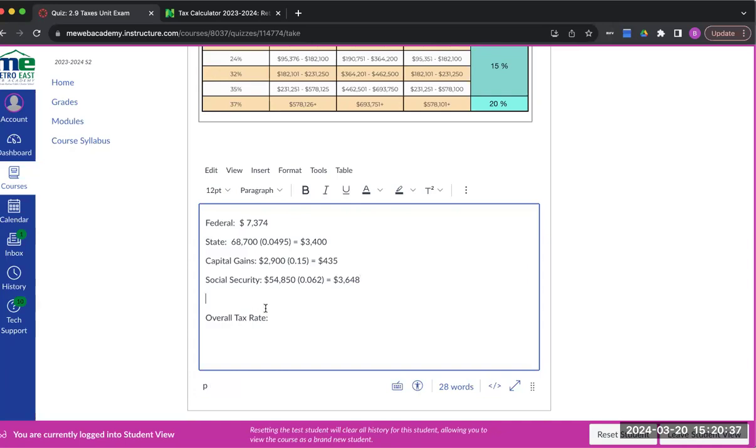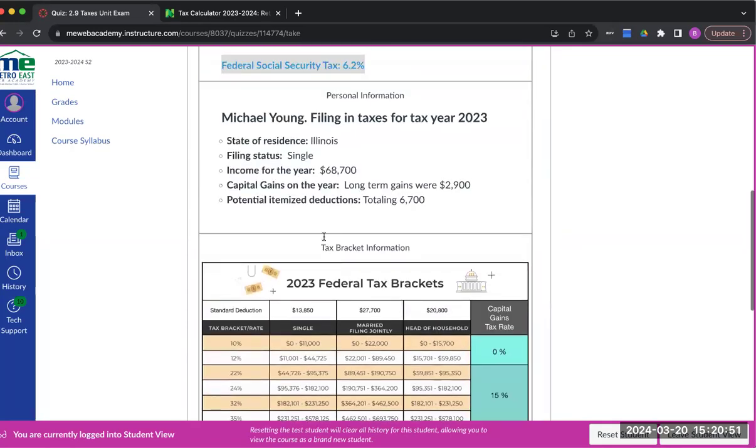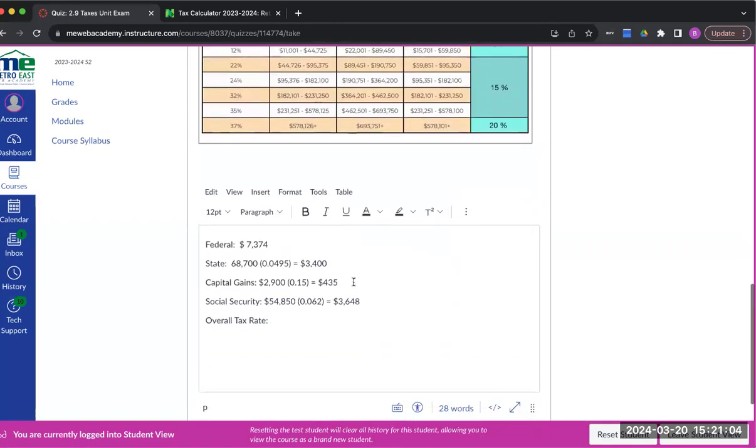And now for our overall tax rate, you can actually just have this right here, but do this below. So add up all of these taxes. So you're going to add up the federal, the state, the capital gains, and the Social Security. And then we're going to divide that by our income for the year, not the taxable income, because we want to find out what the effective tax rate is. We want to figure out just how much percentage total did the government actually take. And so we're going to add all these up first.